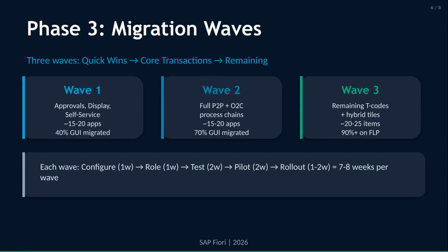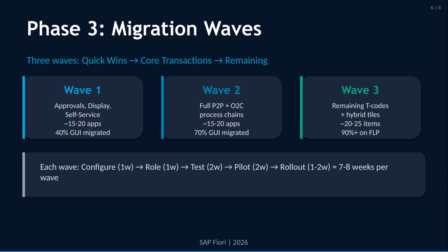Execute the migration in waves, not a big bang. Each wave focuses on a user group or business process. Wave 1 targets your highest impact, lowest risk transactions, typically approvals, self-service, and reporting. These are high-volume, simple interactions that show immediate user experience improvement. Think approve purchase orders, my leave requests, and display sales orders.